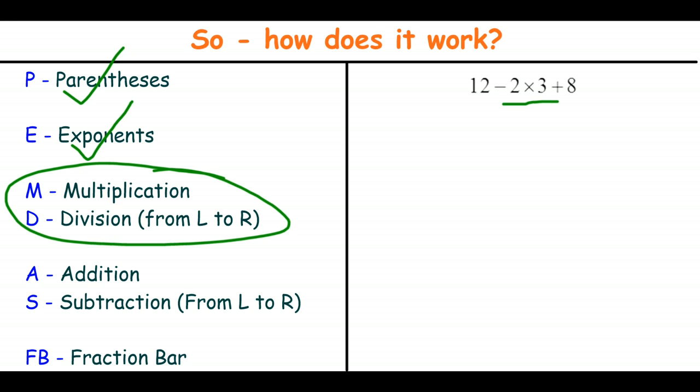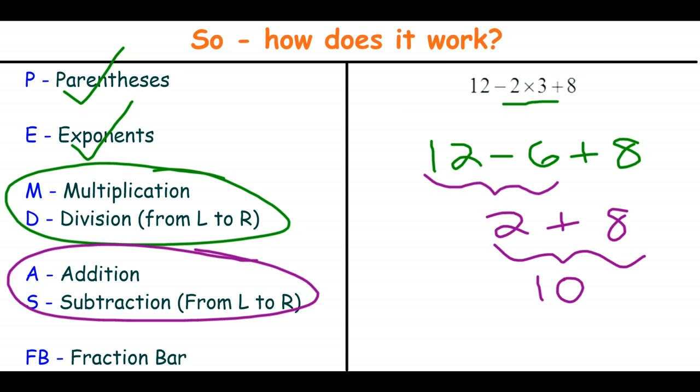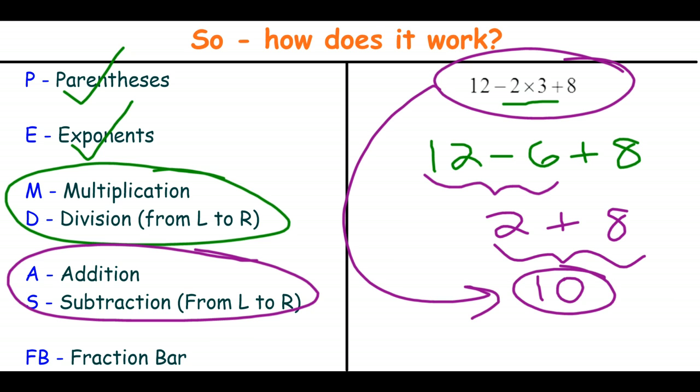Now we look at multiplication and division from left to right. Well, I see one multiplication here. 2 times 3 is 6. So 12 minus 6 plus 8. Then from left to right, we do our addition and subtraction. 12 minus 6 is 6, plus 8. 6 plus 8 is 14. And so 12 minus 2 times 3 plus 8 is 14.